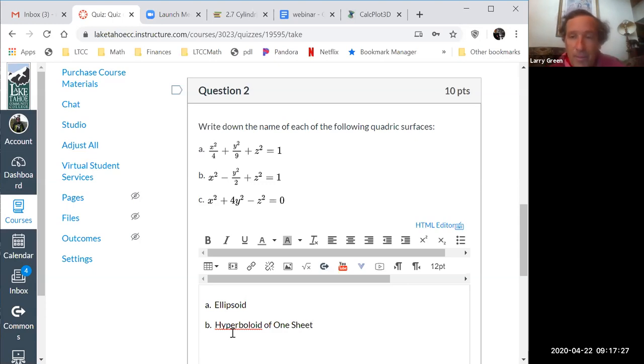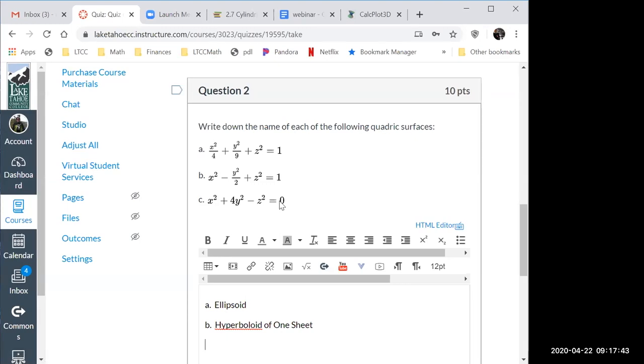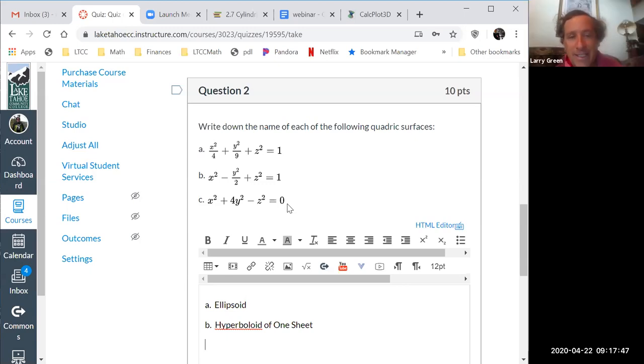Any questions on part B? Okay, part C. So now, what's different about this one compared to the other two? The main difference? Equal to 0. Yeah, it's equal 0. So notice when you have equal 0, everything changes.